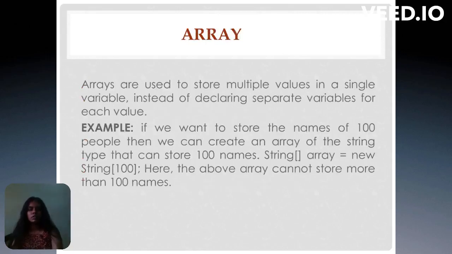So let's get into what is the meaning of an array. Arrays are basically used to store data. Arrays can be used to store multiple values in a single variable instead of declaring separate variables for each and every value. One example is storing 100 people's names in a single array, which is string type. Not more than 100 people's names can be stored in such a type of array. Its syntax is string[] array = new string[100], as we can see in the slide.